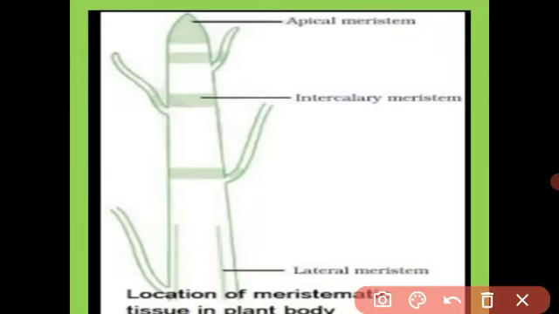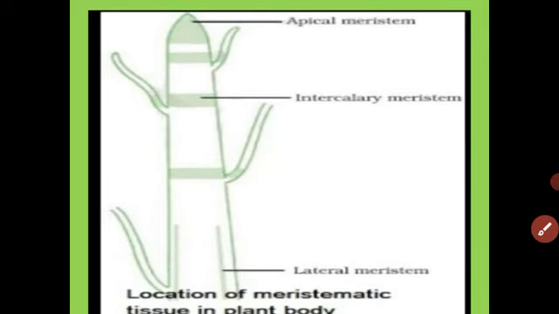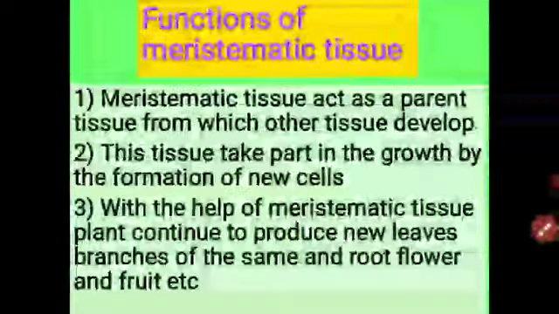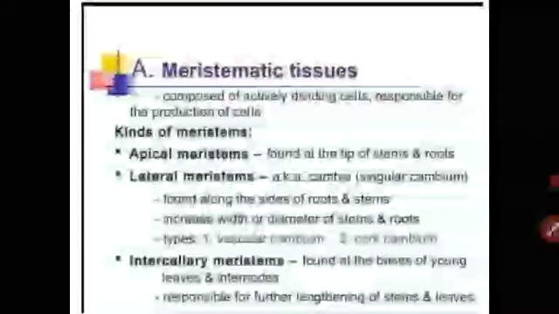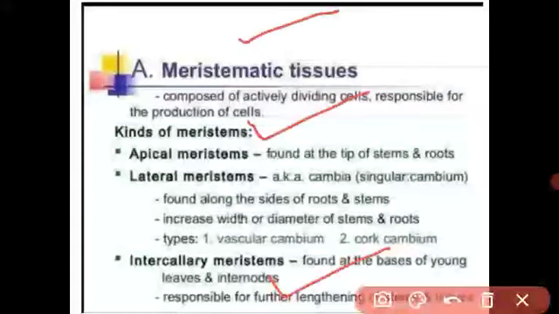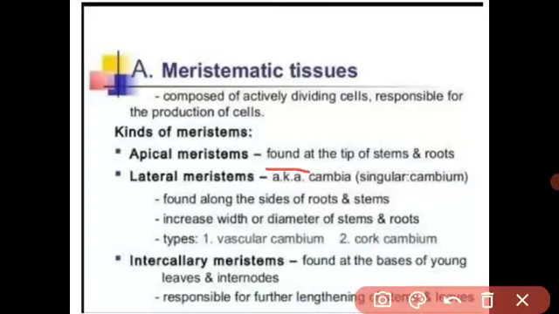Understood? What are the types of tissue? There are three types of meristematic tissue: apical meristematic, intercalary and lateral meristematic. Let us see again. Understood, student? The apical meristematic tissue is found at the tips of the stem and root. Due to apical meristematic tissue, the plant is elongated.